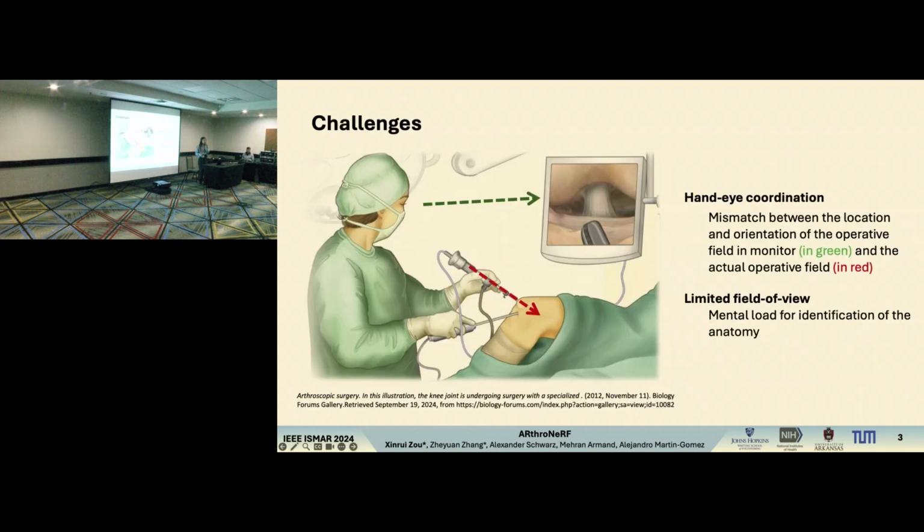However, during this kind of procedure, we have several challenges. What the surgeon can only rely on is the video feed from the arthroscope. This causes a problem with hand-eye coordination because there is a mismatch between the location and orientation of the operative field on the monitor and the actual operative field in front of the surgeon's eyes. What further complicates this scenario is the limited field of view, so they need additional mental load to identify where exactly they are located within the joint.